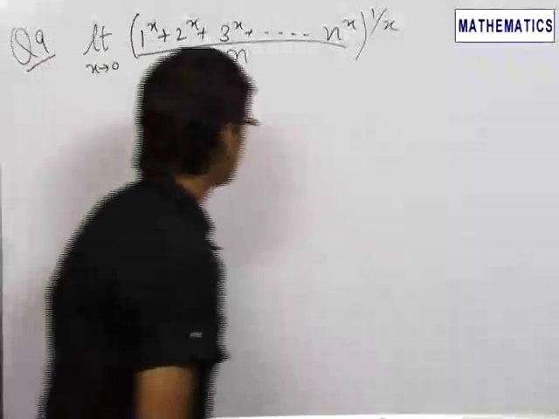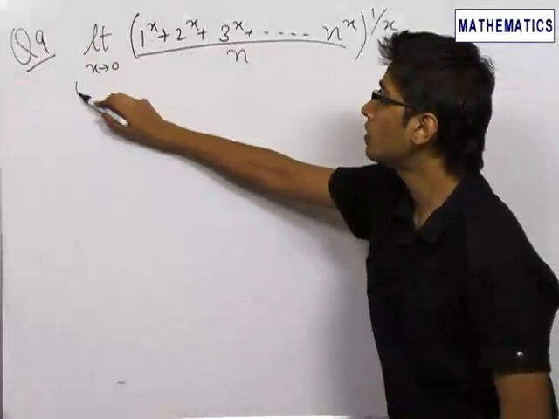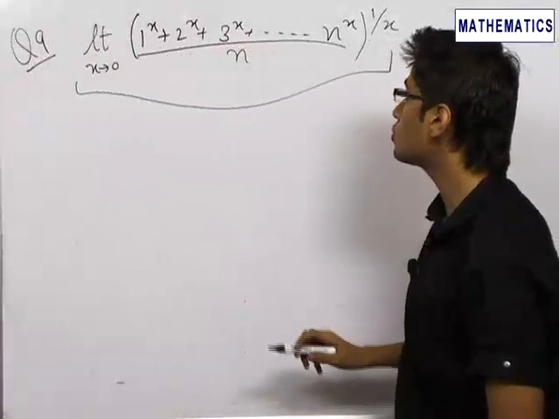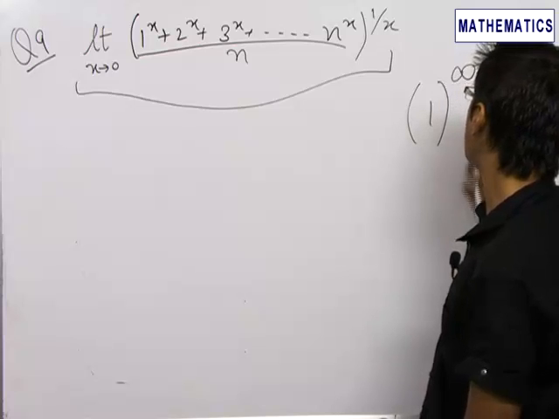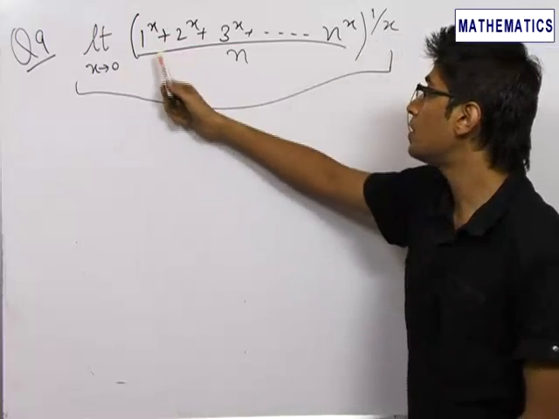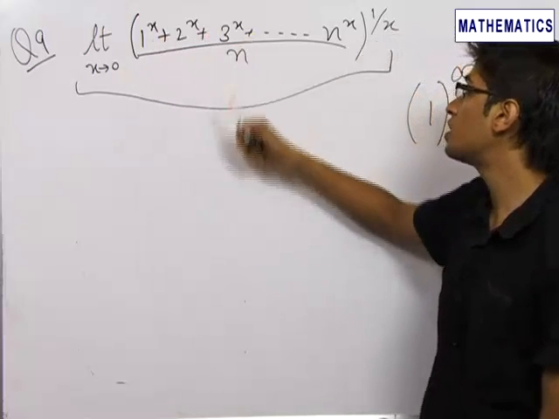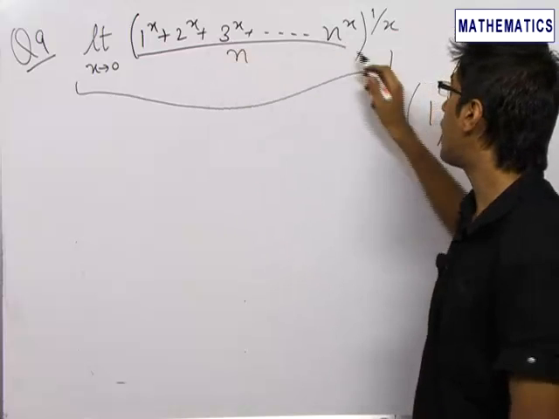Our question number 9 is also very interesting and a very important problem, because in this problem we learn a new approach of how to solve problems which are of the form 1 power infinity. In this problem we need to find the limit of (1 power x plus 2 power x plus 3 power x up to n power x) whole upon n, to the power 1 by x.